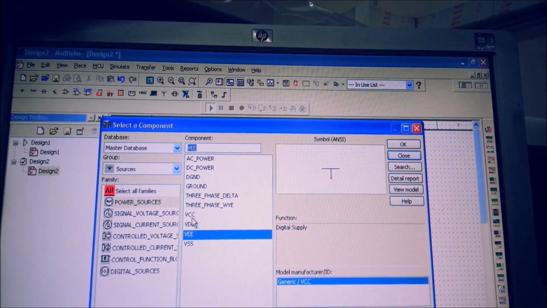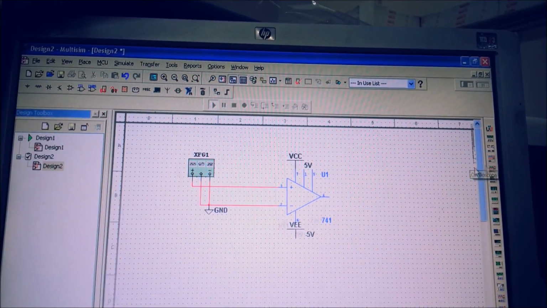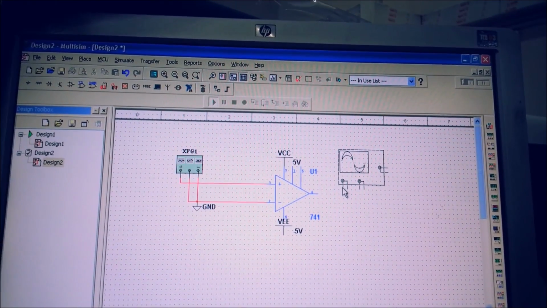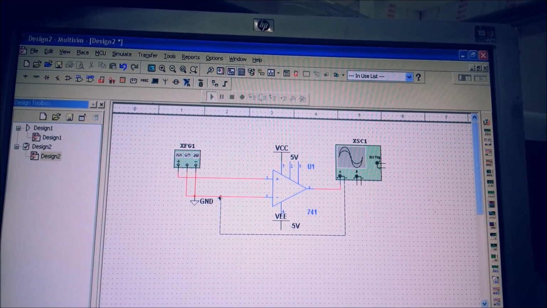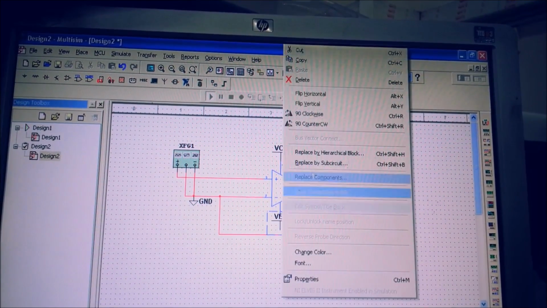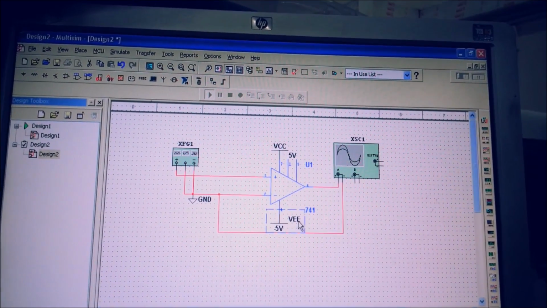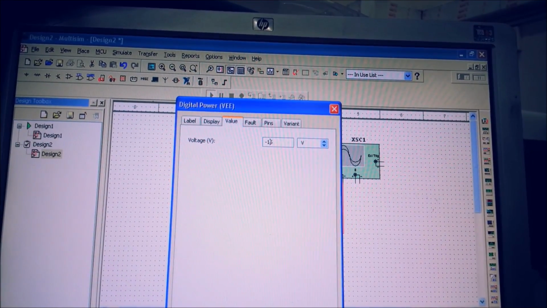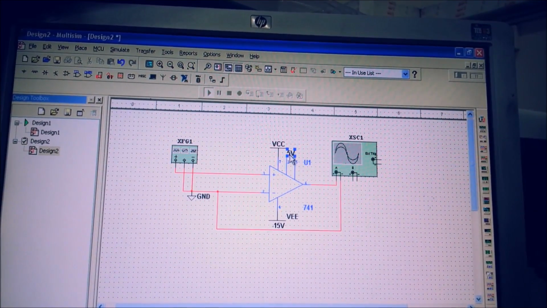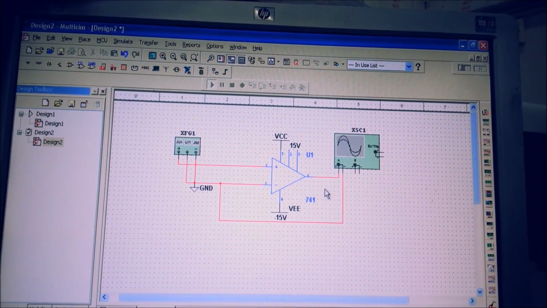Now we are placing ground and connecting it to the negative. We have taken the oscilloscope and connected our 6th pin to channel A of the oscilloscope and the negative to the ground. Now changing the value of VCC and VEE to minus 15 and plus 15 volts. Our circuit diagram is completed.